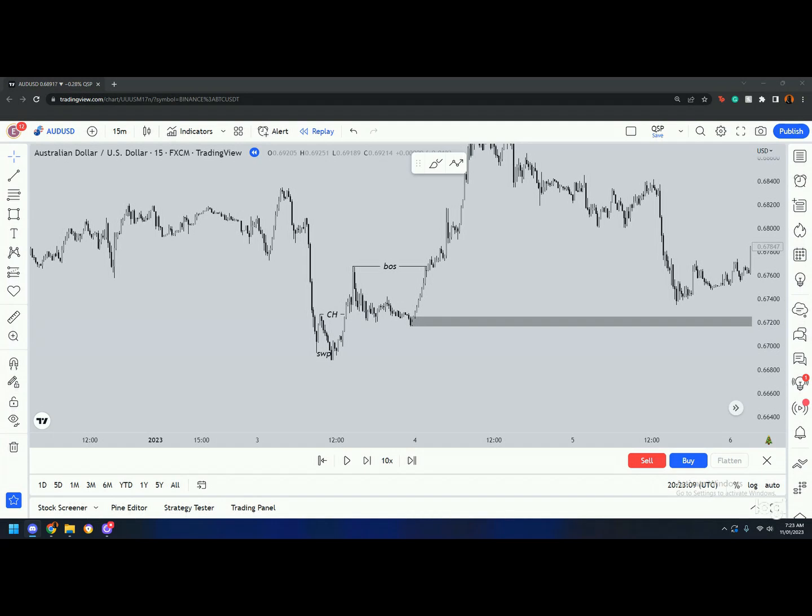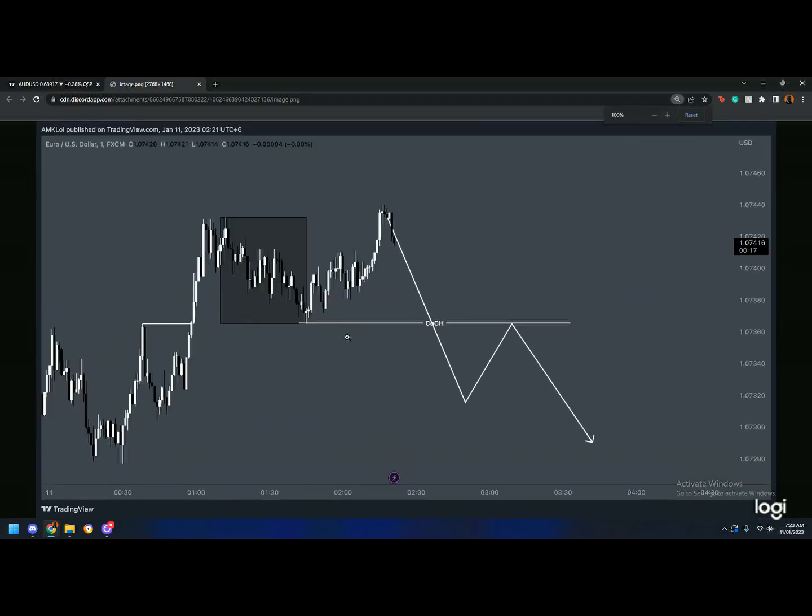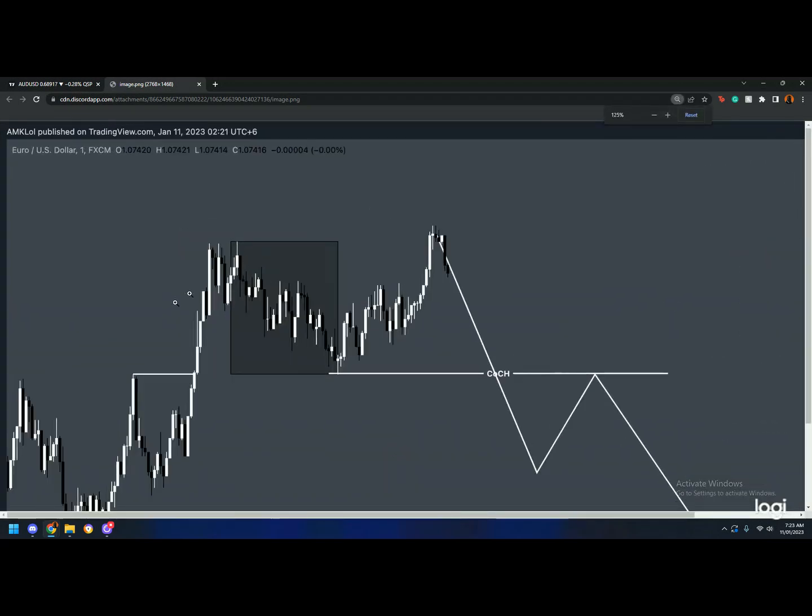I think a lot of people know this theoretical part, but their problem is when they practice on the charts, because I know perfectly about this CHOCH and break of structure.